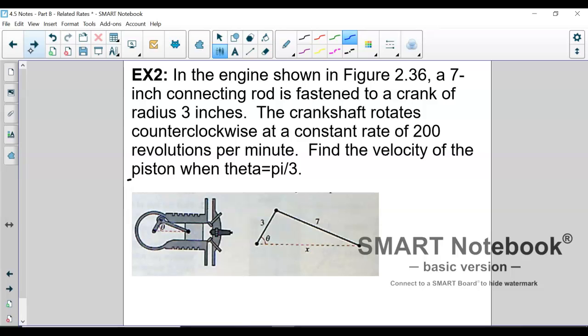In the engine shown in figure 2.36, a 7-inch connecting rod is fastened to a crank of radius 3 inches. The crankshaft rotates counterclockwise at a constant rate of 200 revolutions per minute. Find the velocity of the piston when theta equals pi over 3. So I think this is a pretty interesting application.